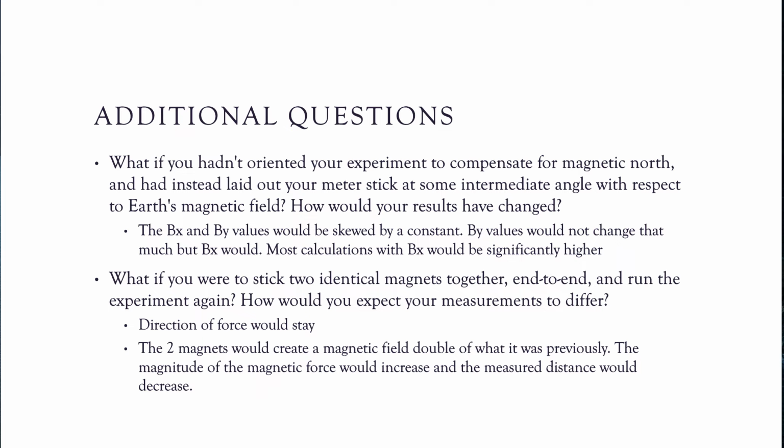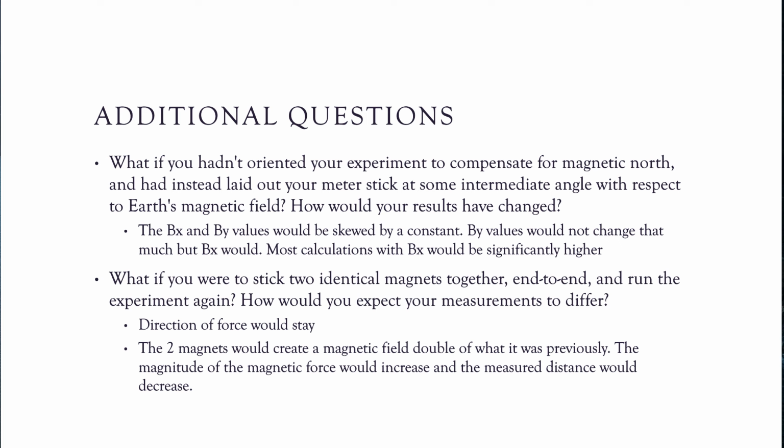And some additional questions that were asked was, what if you hadn't oriented your experiment to compensate for the magnetic north and had instead laid out your meter stick at some intermediate angle with respect to the Earth's magnetic field? How would your results have changed? So the Bx and By values would be skewed by a constant. And the By values would not change that much, but the Bx value would, because we started at the point of 0, and then we moved it. If we moved it at an angle, then it would start with the starting value. So most of the calculations of B of x would be significantly larger.